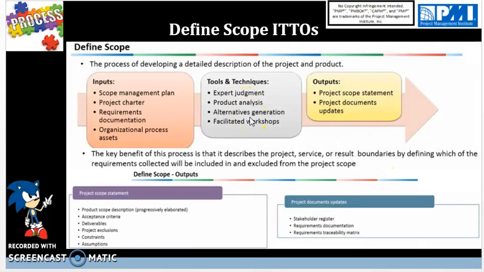Then you have alternatives generation, which is basically looking at other ways of delivering the product, service, or result, finding a better, more effective way of defining the scope. There could be many ways to look at it, and we're trying to pick the right one.